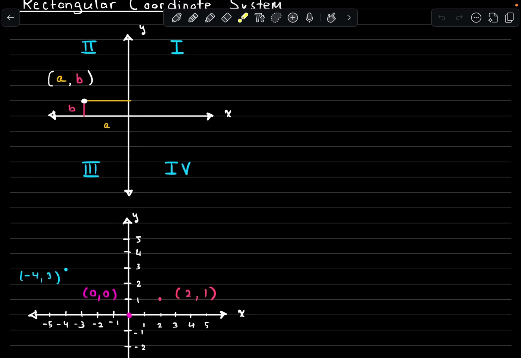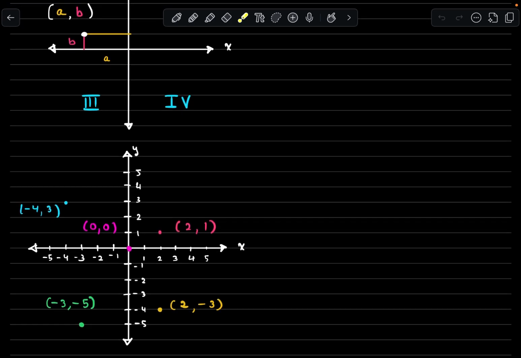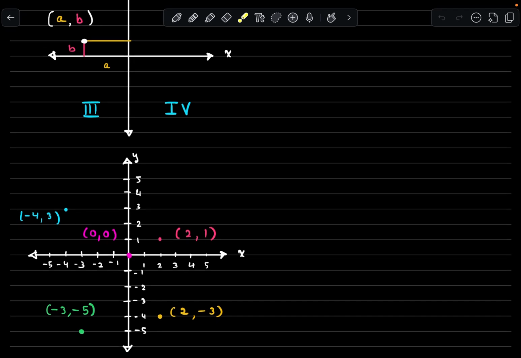Okay, so let's look at a couple of examples. So of course, we've got the origin here in pink, 0 comma 0. You've got this example point in red, 2 comma 1. So we went 2 to the right and 1 up. You've got negative 4 comma 3. So we went 4 to the left and up 3. This is over here in quadrant 2.